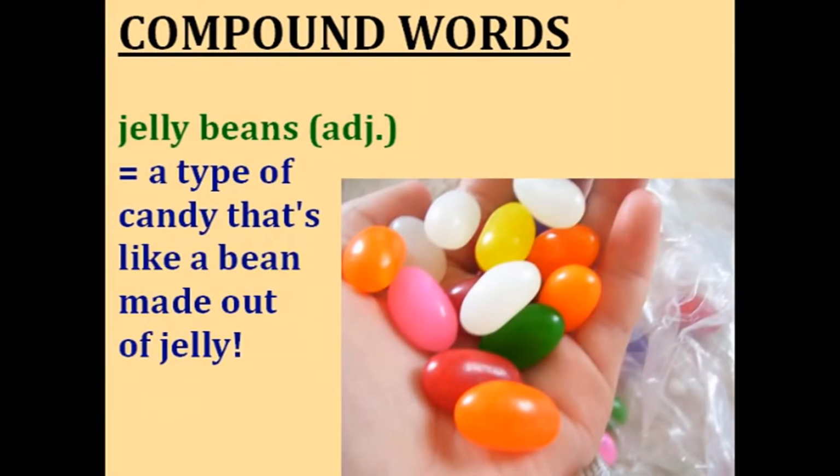Jelly beans. This one's pretty self-explanatory. A type of candy that's like a bean made out of sweet jelly is a jelly bean. Not sure if you have these in your country, but you can see what they look like in the picture.